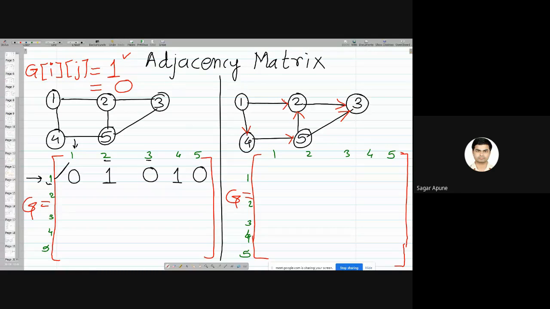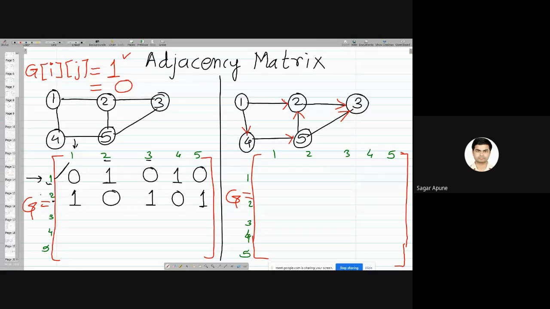Then next, second vertex, row number 2. 2 to 1 is a connection, yes, so put 1. 2 to 2, no self loop, 0. 2 to 3, edge exists, so 1. 2 to 4, no edge, so 0. 2 to 5, edge is there, so 1.